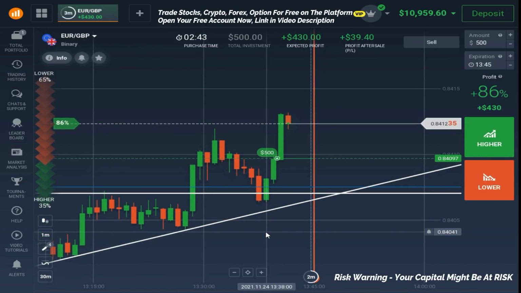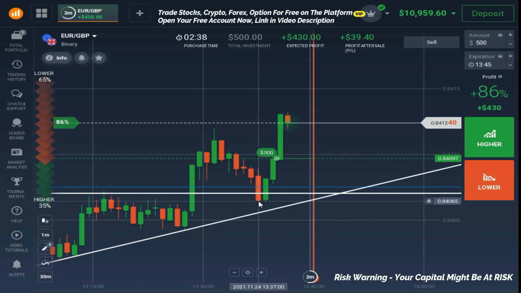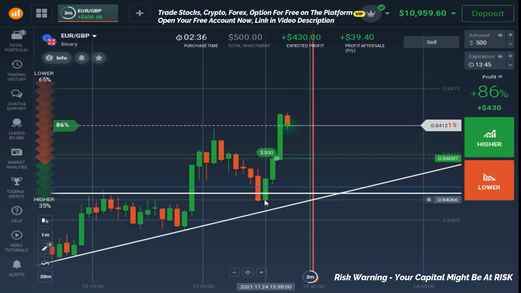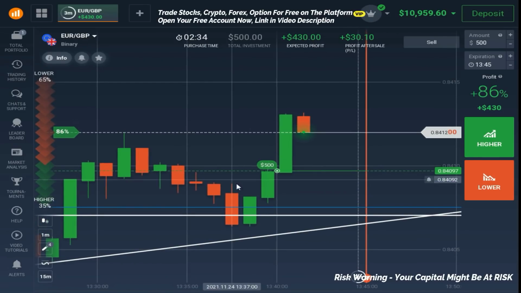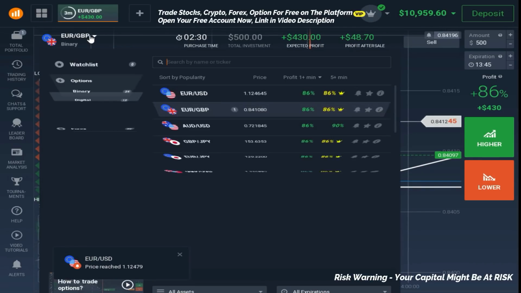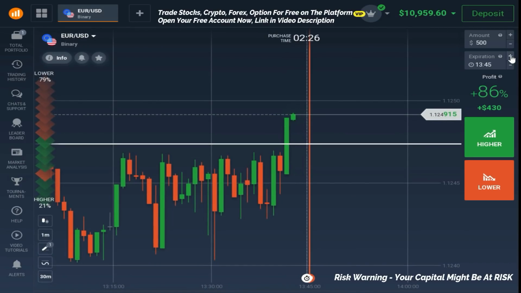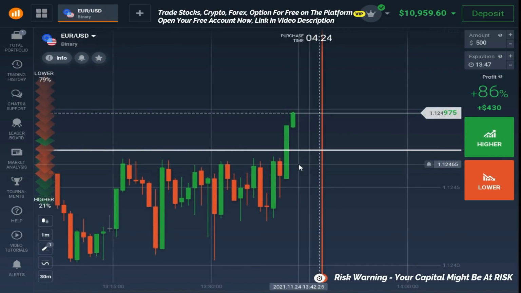We have used the respected support level. We have got the candlestick pattern also. We have got the volume, and we have got the trend. Price has reached the level. Let's see if we can place a trade. Well, I'm placing my trade.